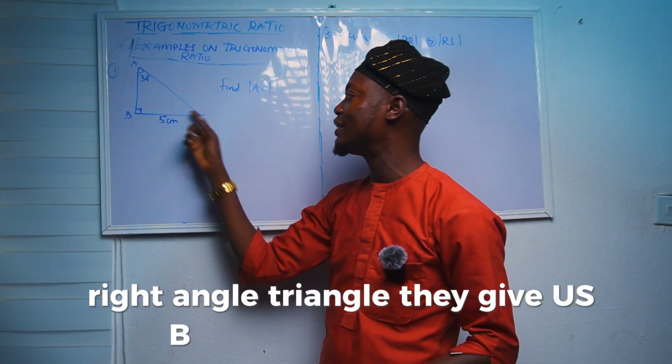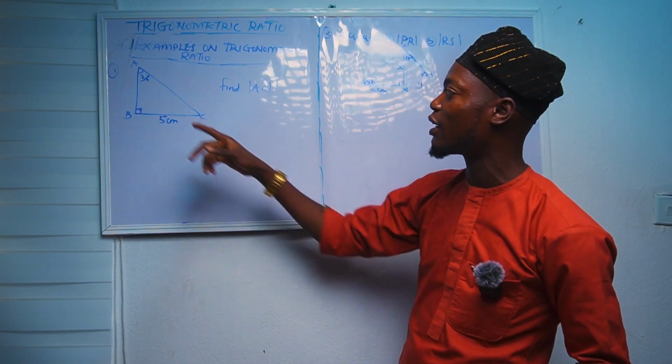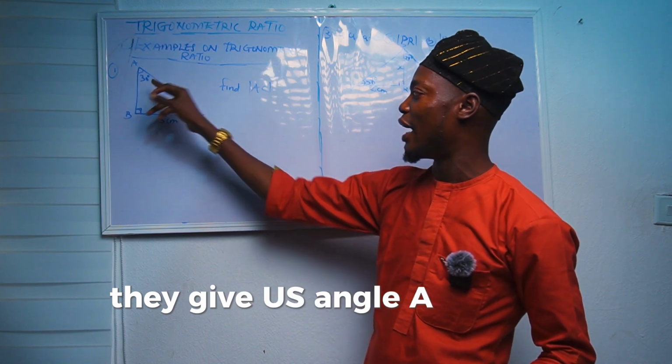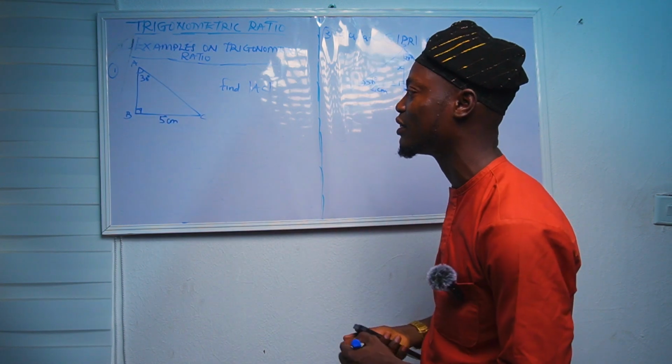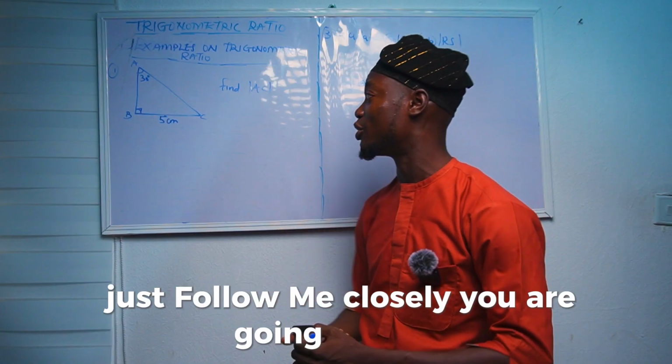They give us BC as 5 centimeter. They give us angle A as 30 degrees. Now, let's dive into it. Very simple question. Just follow me closely. You are going to get it.